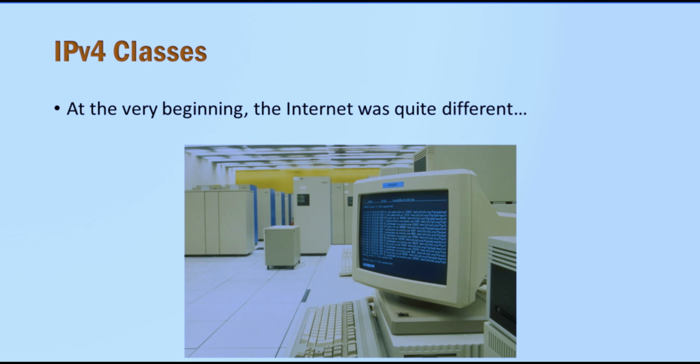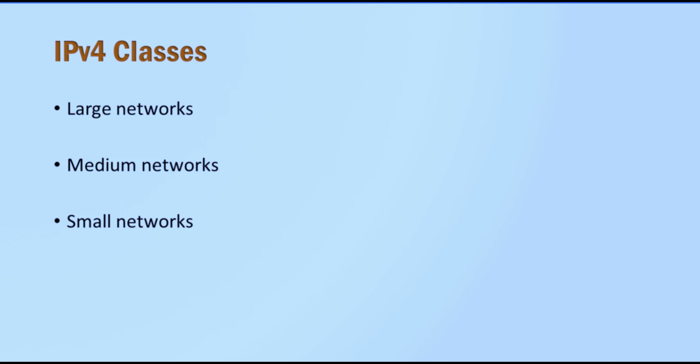At the very beginning, when we just started allocating IP addresses to computers, things were a bit different. Everyone thought that we would always be able to separate three sizes of networks: large networks, medium networks, and small networks. And the idea behind classes was that once a company or a university would want to get an address range, they would be given a range depending on the size of their network. So Class A networks were only supposed to be given to very large networks.